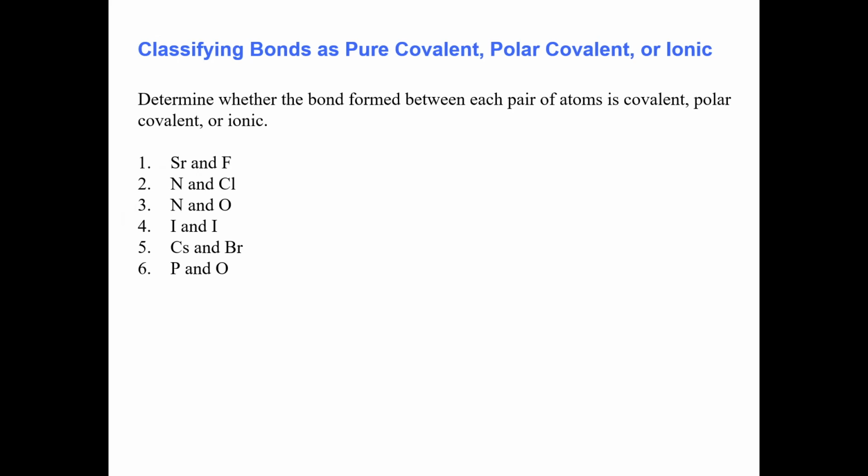Here we have 6 pairs of atoms. You have to figure out whether the bond formed between them is covalent, polar covalent, or ionic. So you know the formula, you have access to the electronegativity values, and you have table 10.1 to help you figure out if the bond is covalent, polar covalent, or ionic. Please pause the video, work everything out, and when you're ready for the answer, click play.